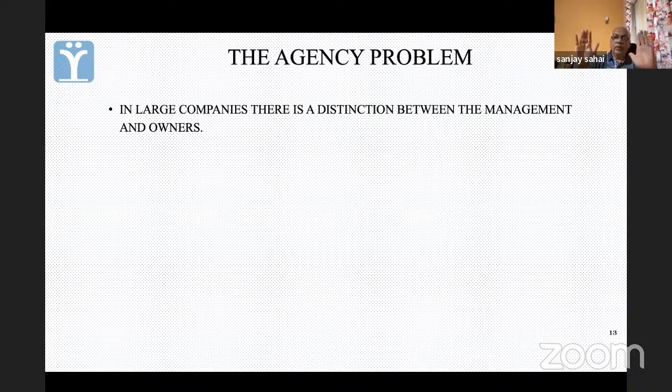Now, keep that in mind. Now you think of another thing. Somewhere in your BCom, you would have read about the concept of principal and agent.